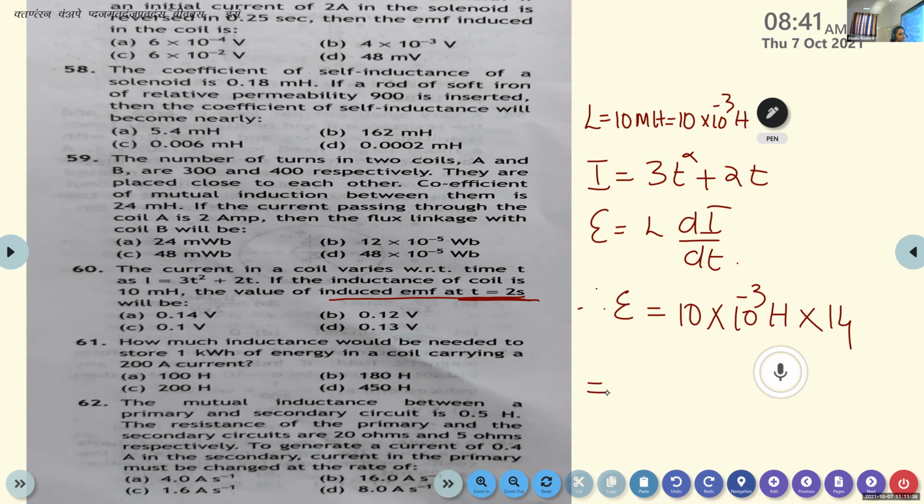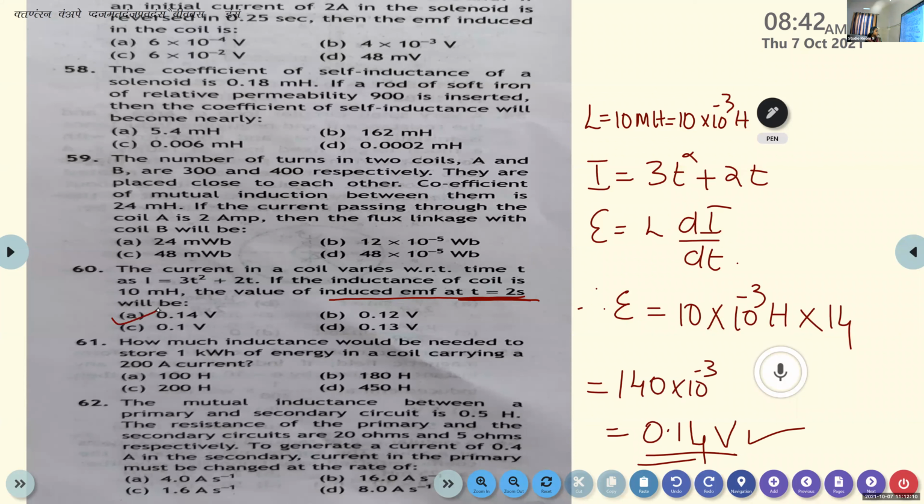So what about the final value of induced EMF here? 14 into 10 into 10 raised to minus 3. That is, here we get 140 into 10 raised to minus 3. That is equal to 0.14 volt. Right. So here option A is the right answer.